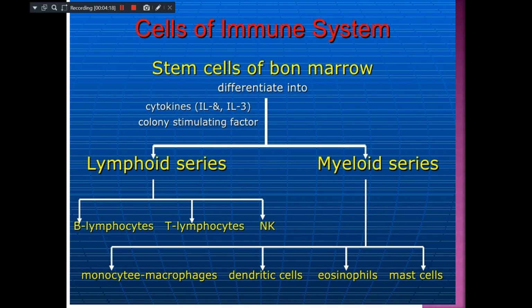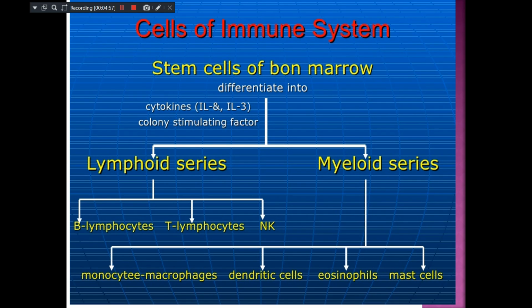The myeloid series has other white blood cells like macrophages, dendritic cells, eosinophils and mast cells. They directly attack the pathogens. Whereas in the lymphoid series, we have basically two types: B lymphocytes and T lymphocytes, and some consider even natural killer cells, NK cells in short, also as part of the lymphoid series. So irrespective of whether it's a B lymphocyte or T lymphocyte, they originate in the bone marrow.